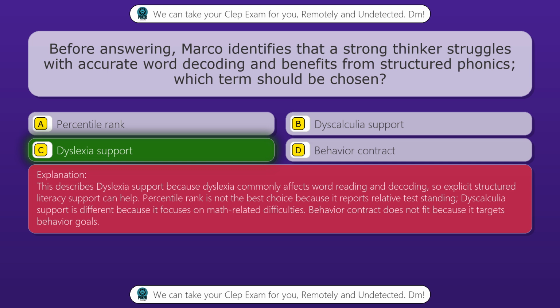This describes dyslexia support because dyslexia commonly affects word reading and decoding, so explicit structured literacy support can help. Percentile rank is not the best choice because it reports relative test standing. Dyscalculia support is different because it focuses on math-related difficulties. Behavior contract does not fit because it targets behavior goals.